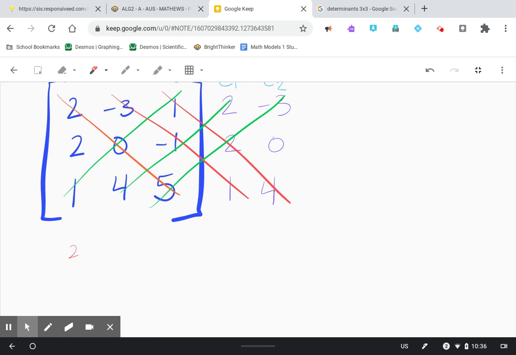So the first one is going to be 2. Again, a little bit of a thin marker there. Let's up it. Okay. 2 times 0 times 5. That's this diagonal here. And then plus -3 times -1 times 1. And then my third diagonal plus 1, 2, and 4.